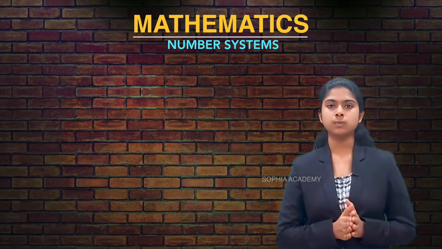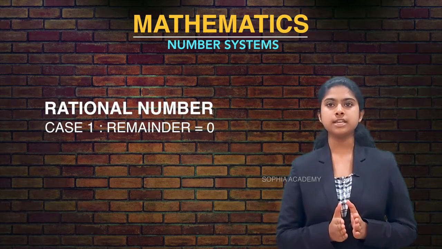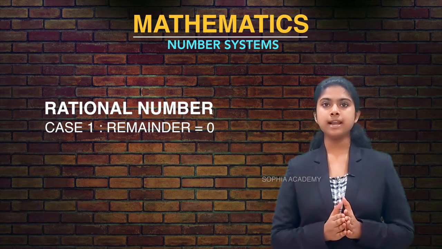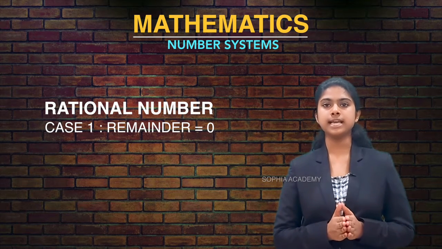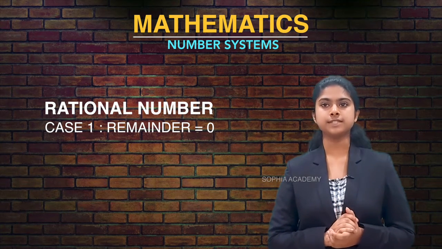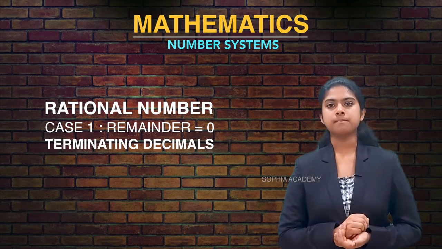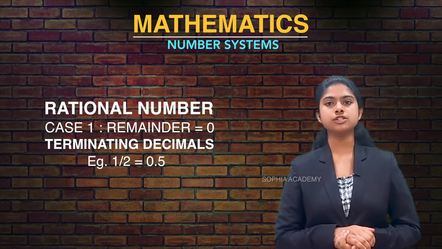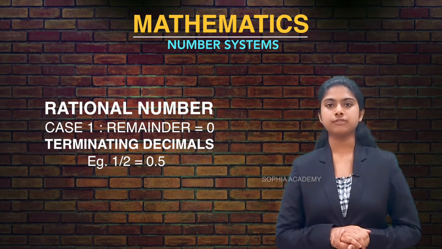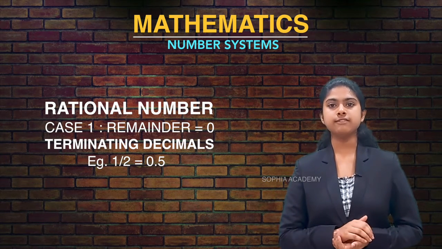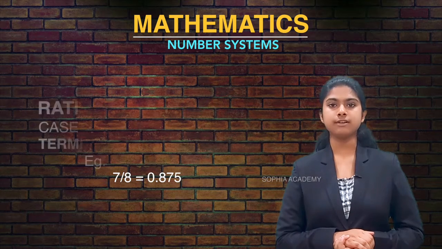So coming to case 1, rational numbers where the remainder becomes 0. The decimal expansion ends or terminates after a finite number of steps. We call it terminating decimals. For example, 1 by 2, the decimal expansion of it is 0.5. The decimal expansion of 7 by 8 is 0.875.